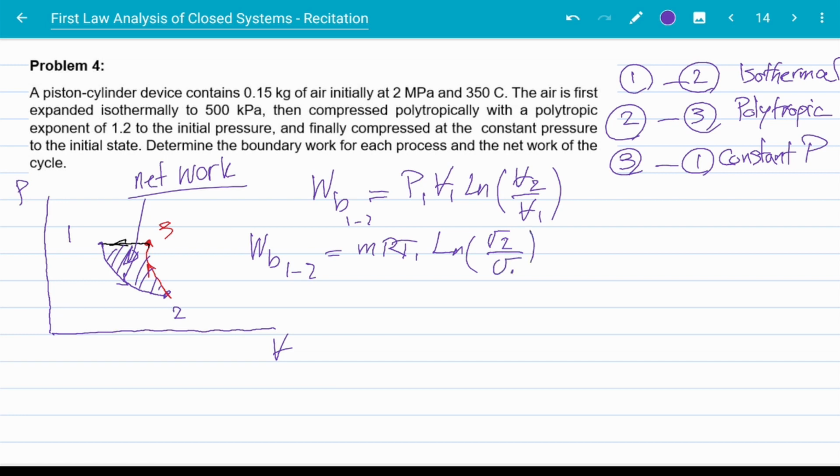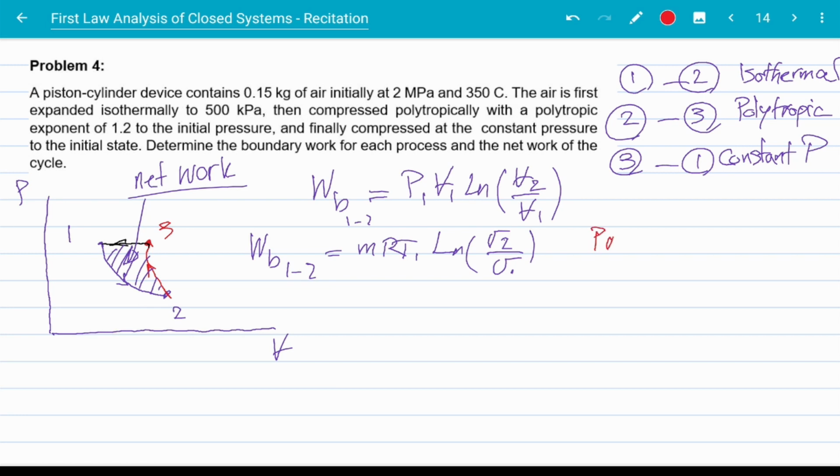Now the reason that I was able to replace volume 2 over volume 1 with a specific volume 2 over a specific volume 1 is that the mass of the system does not change. If the mass does not change, then the ratio of volumes is equal to the ratio of a specific volume.